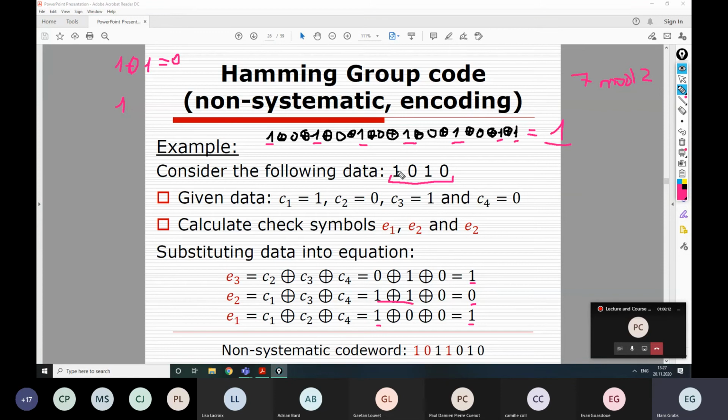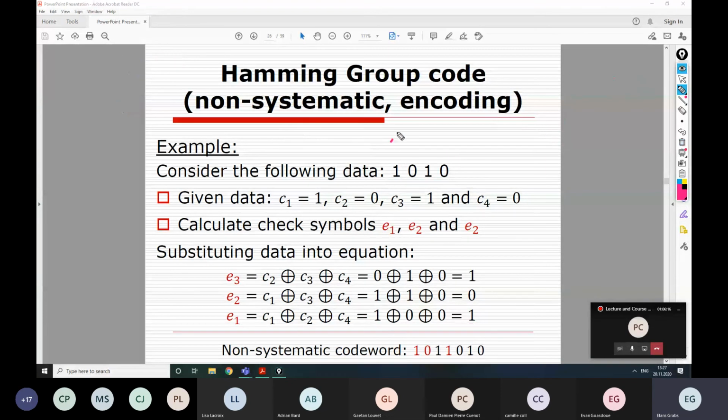Of course, for a different data block, these symbols would be different. So, for example, 1, 0, 1, 1. We have changed C4. Now it's 1, 1, and 1. And this way we would get 0, 1, 0 control bits, right?